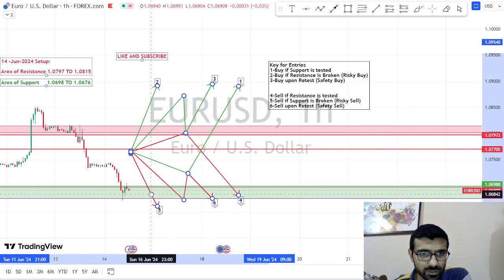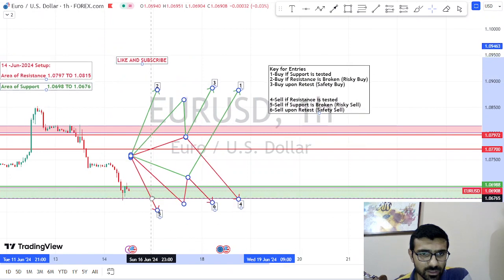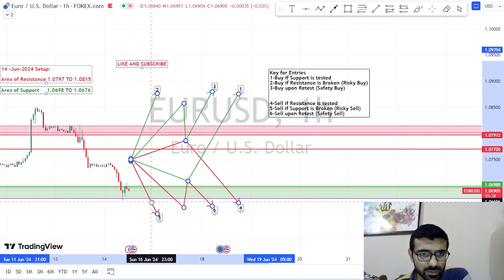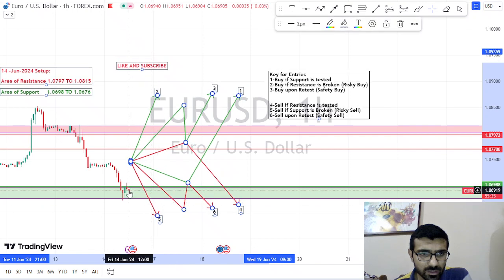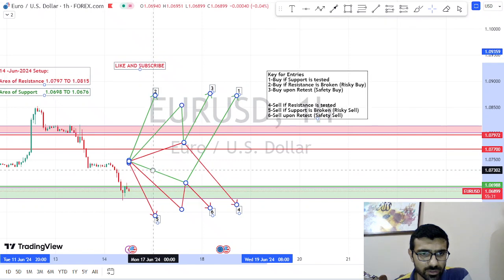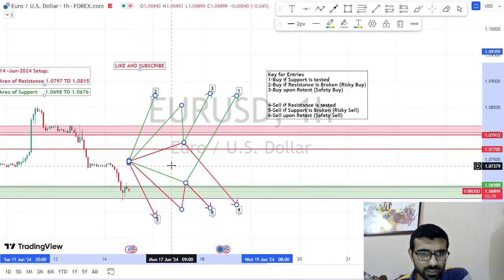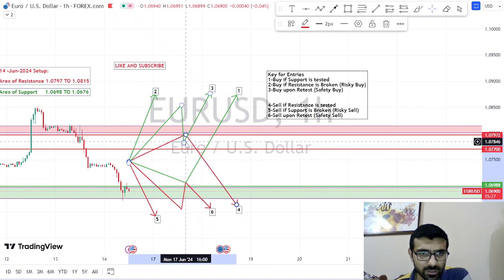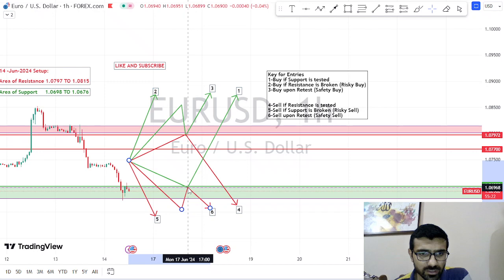Okay, so this is the area. Yes, we can move it one step back. Yes, the market is currently over here. So let me adjust these areas a little bit for you guys, so you guys can easily take trades.